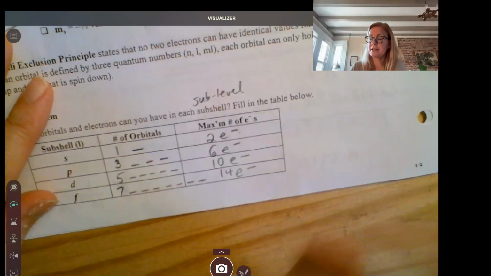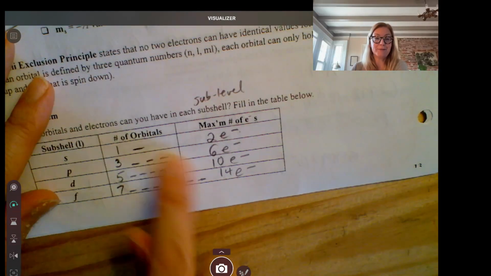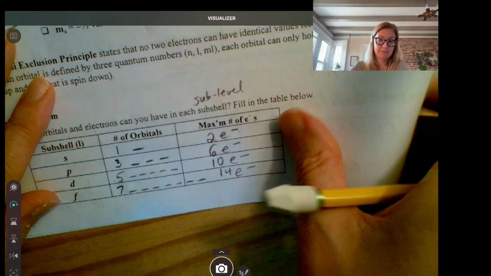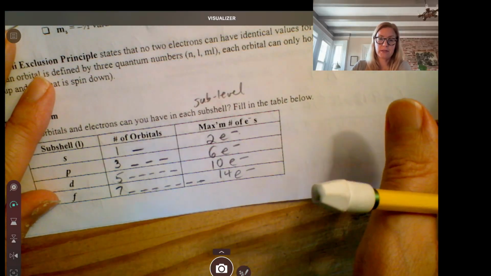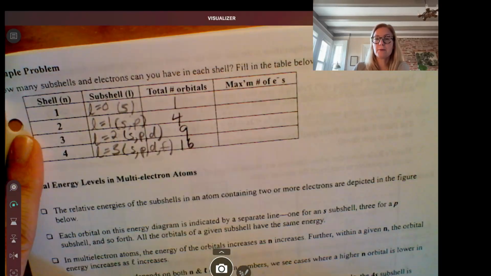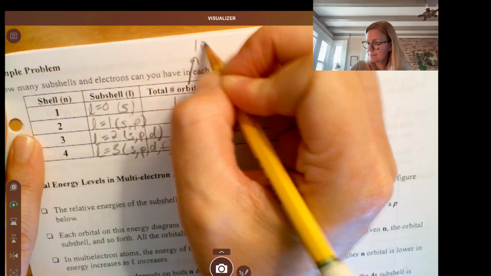And the fourth energy level has S, P, D and F. It has all of these, okay? So 1 plus 3 plus 5 plus 7, okay? What does that add up to? 16, okay? Orbitals, okay? Remember, orbitals are the lines.